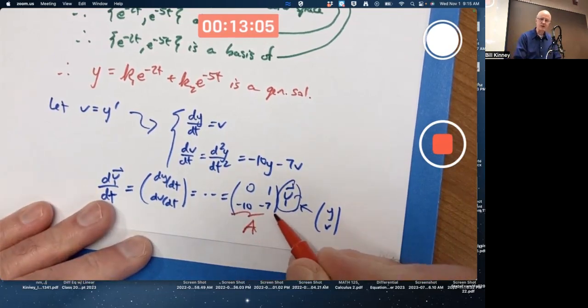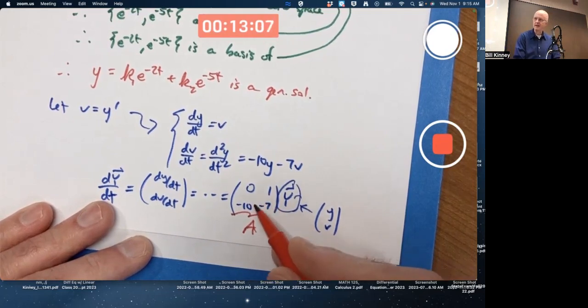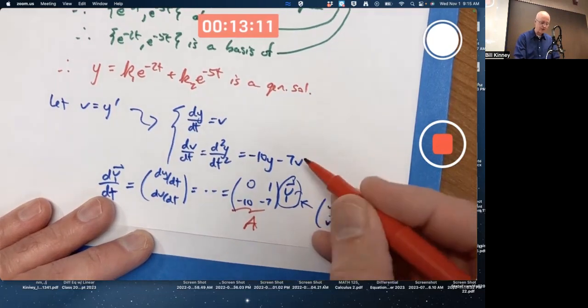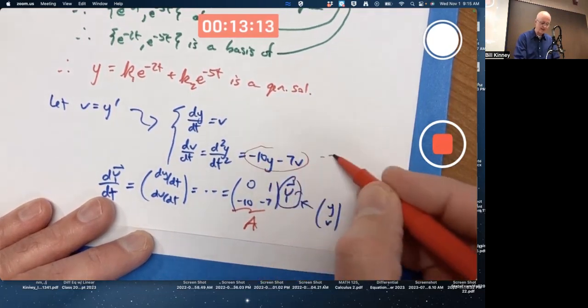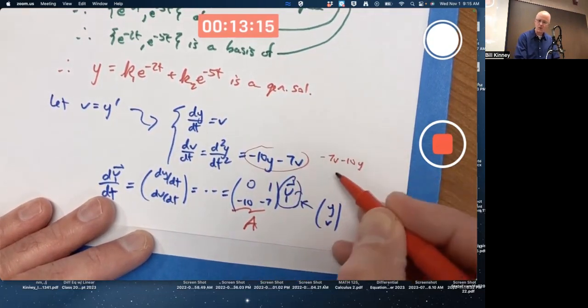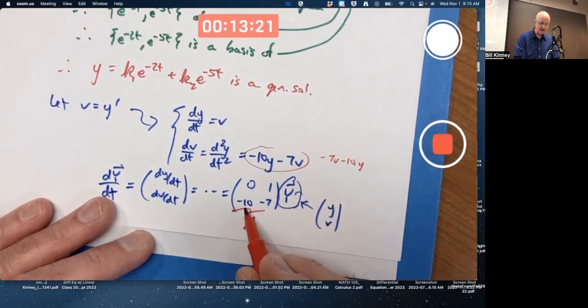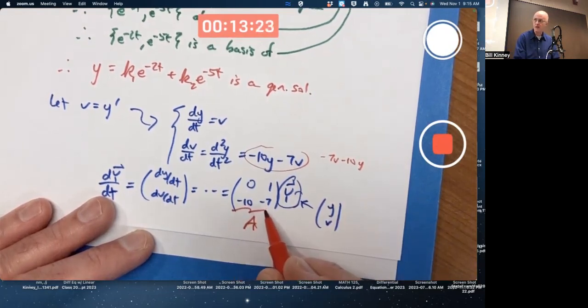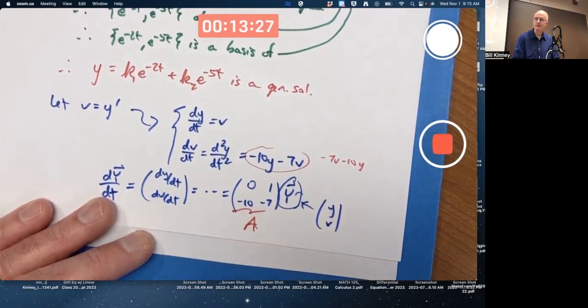It is essential you get the order of the numbers right here. You want a 0, then a 1, then a -10, then a -7. If you wrote this as -7v minus 10y, it's not wrong there. But if you wrote the matrix as -7 there and -10 there, that would be wrong, because the matrix has to respect the order of the variables.